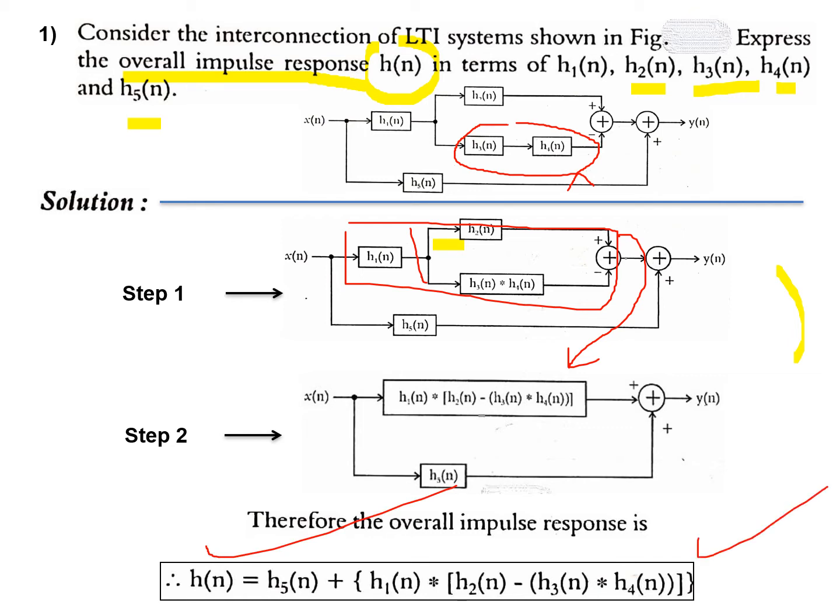One thing you should know is that whenever the blocks are in cascade, the overall impulse response is the convolution between them. Whenever blocks are in parallel form, it is either a sum or difference depending on the sign. If both are positive, then it is a sum. If one of them is negative, then it is a subtraction. If both are negative, again it is a sum, it is a minus of something. Otherwise, most of the time it will be plus minus or plus plus. So that's all you have to consider.